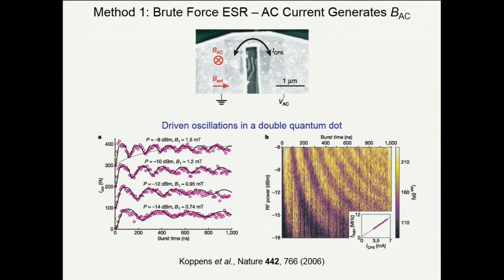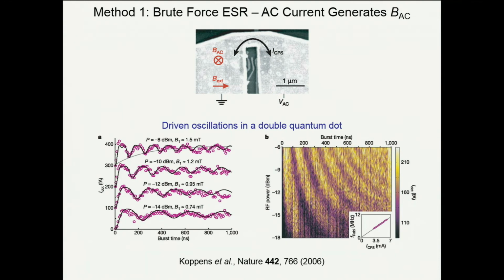All right, brute force ESR. Why do I call it brute force? This is basically, you know, the Biot-Savart law from Physics 104. Right? You drive a current through a wire, that gives you a magnetic field, and we want to drive an AC magnetic field to drive a rotation between spin up and spin down.